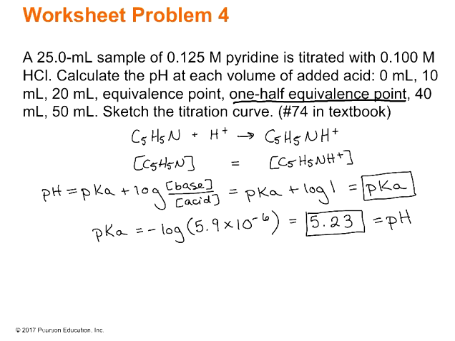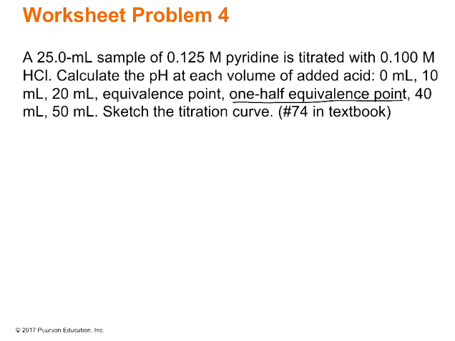However, we do want to know how much of the acid we actually added because we need the volume for a later calculation. So let's determine the volume of added acid at the half equivalence point. So if we only use up half of the weak base at the half equivalence point, then that means we've only added half the amount of acid. So if we started with 0.00313 moles of pyridine, what's half of that?